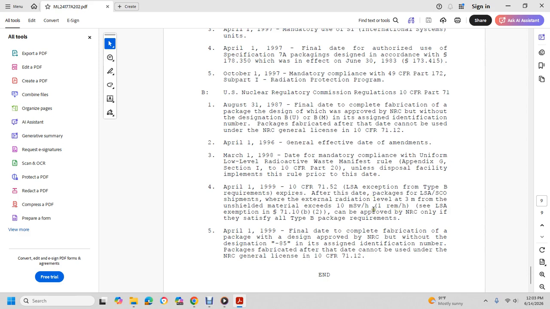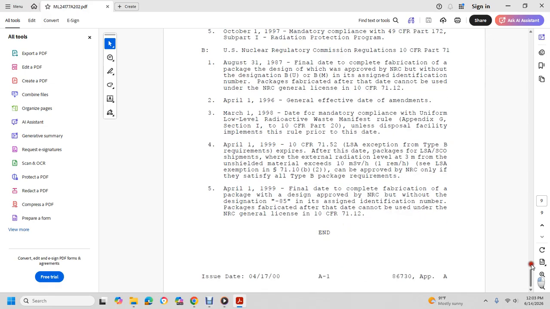April 1st, 1996, final date of the complete fabrication of the package of the design with the Nuclear Regulatory Commission with the designation of the -85 with the design identification number of the package fabricated with the date that cannot be used under the Nuclear Regulatory General License, 10 CFR 71.12.